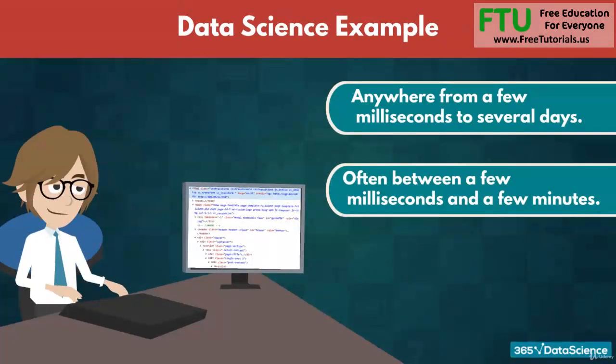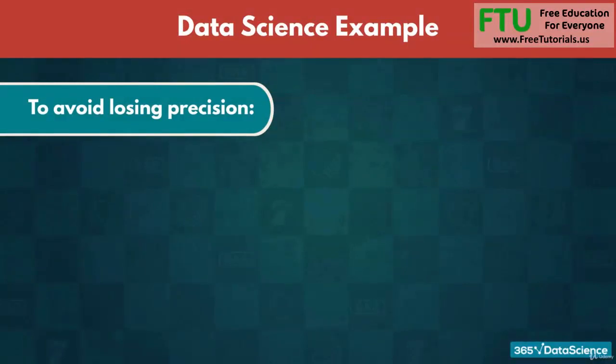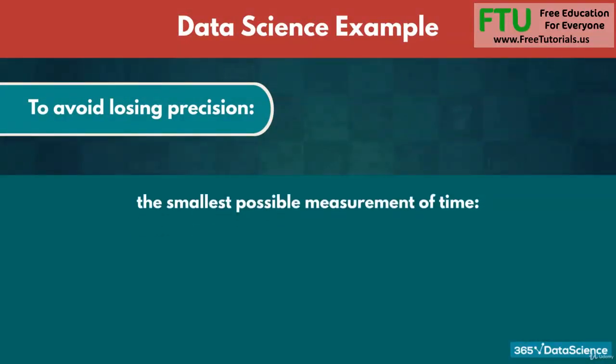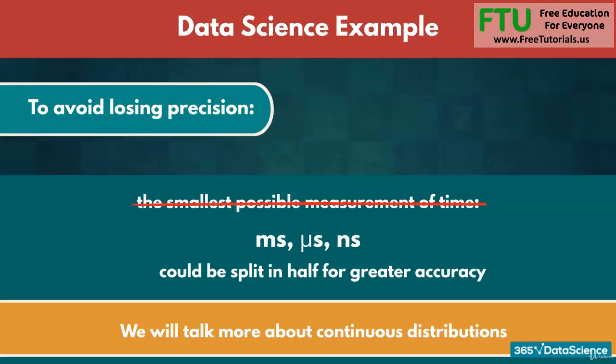If we record time in seconds, we lose precision, which is something to be avoided. To do so, we need to use the smallest possible measurement of time. Since every milli, micro, or even nanosecond could be split in half for greater accuracy, no such thing exists. In less than an hour from now, we will talk in more detail about continuous distributions and how to deal with them.